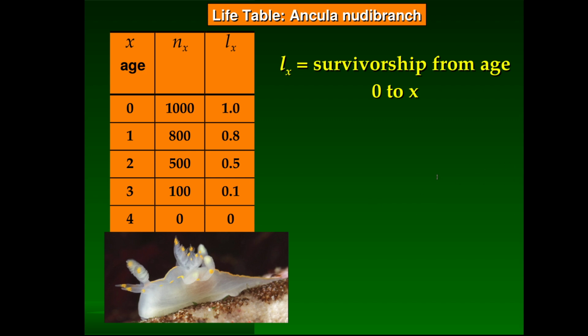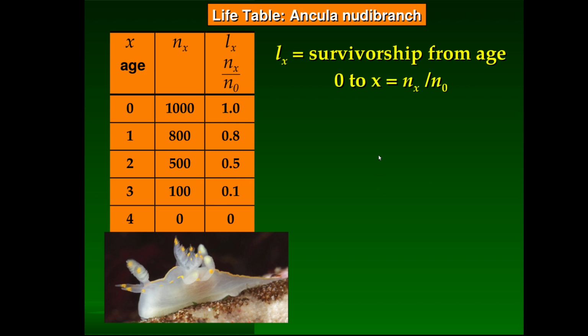Notice in the survivorship column that the first number is always 1 and the last number is always 0. You start out with 100% of individuals, you end up with 0%. And we can write down the general equation for this: L of x is equal to N of x divided by N at age 0.